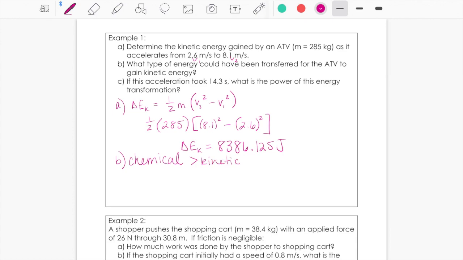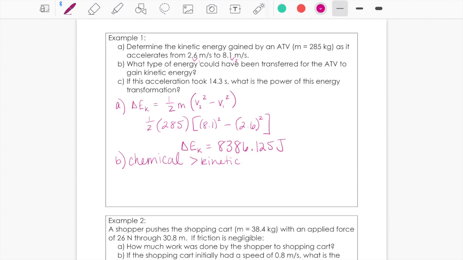And it's being converted to other things as well. We could also say that it's going from chemical to thermal because it's also producing heat. That's why your motor is warm when you're driving, because it does release heat as well.